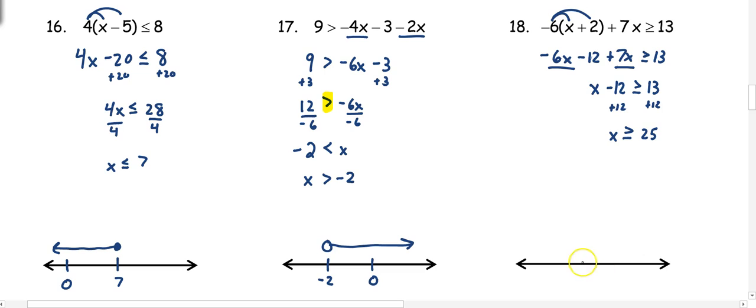So on our number line, we're going to have 25 somewhere, and we're going to have our 0 to the left of that because 0 is smaller than our positive number. And at 25, it's going to be a closed dot, and I'm going to shade to the right.